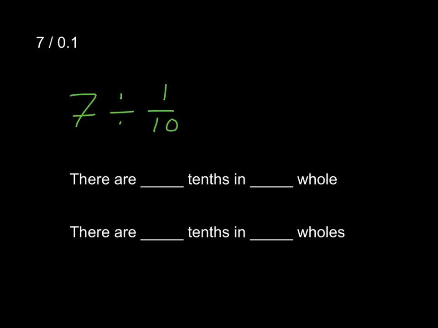Okay, how many tenths are there in one whole? Well, we look at it and we know that there are 10 tenths in one whole. So how many tenths are there in 7 wholes? We know that if there's 10 in one, we need to multiply 10 times 7, which will give us 70 tenths in 7 wholes. So 7 divided by 1/10 is 70.